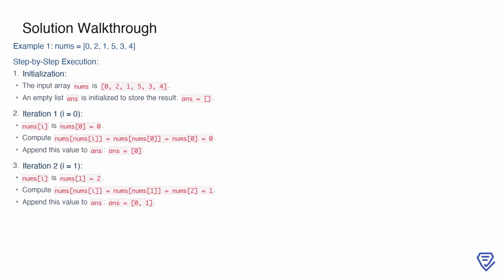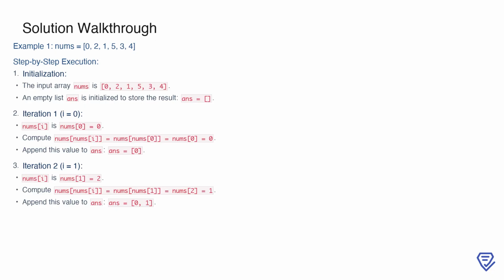To begin, we are given the input array nums as [0, 2, 1, 5, 3, 4]. We initialize an empty list called ans, which will store the resulting array. Starting the iteration, at index i equals 0, the value of nums[i] is 0. Using this, we calculate nums[nums[i]], which resolves to nums[0] equals 0. This value is appended to ans, so now ans equals [0].